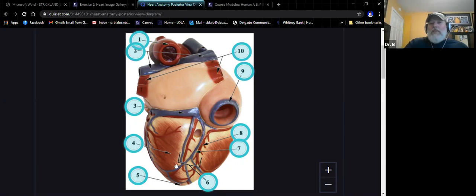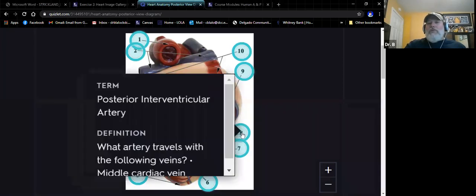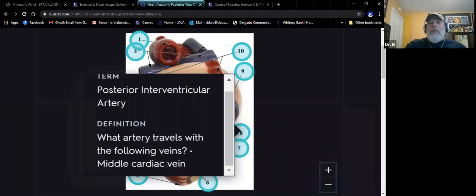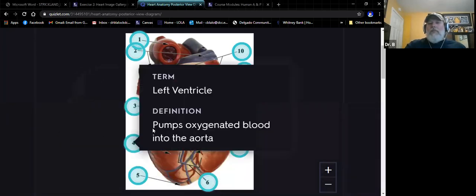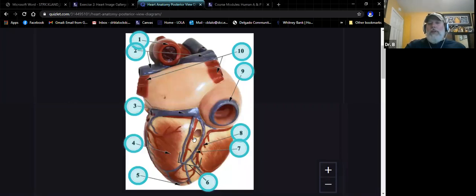Now we have a space right here, another depression. This one's on the posterior of the heart, but it's still between the ventricles. So this space is the posterior interventricular sulcus. That means that the artery running down through that is the posterior interventricular artery. And next to the posterior interventricular artery is going to be the middle cardiac vein, which is number 7 right here.